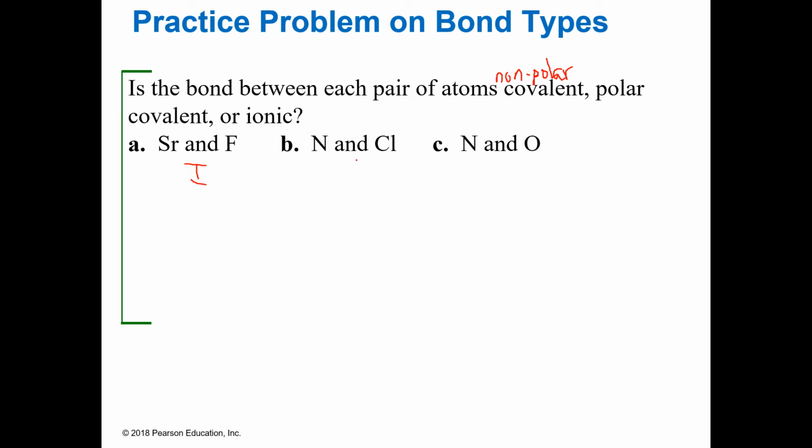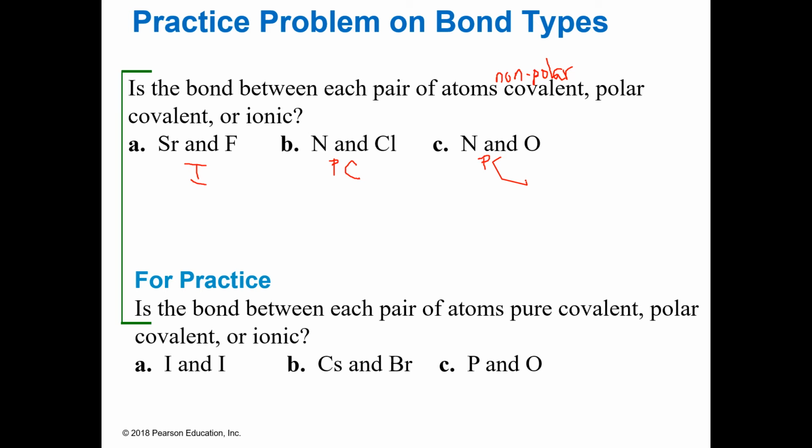Nitrogen, chlorine, they're both non-metals. So I know it's going to be covalent. Is it polar covalent or non-polar covalent? It's polar covalent because they're two different non-metals. Nitrogen and oxygen, two different non-metals. So it's going to be polar covalent.